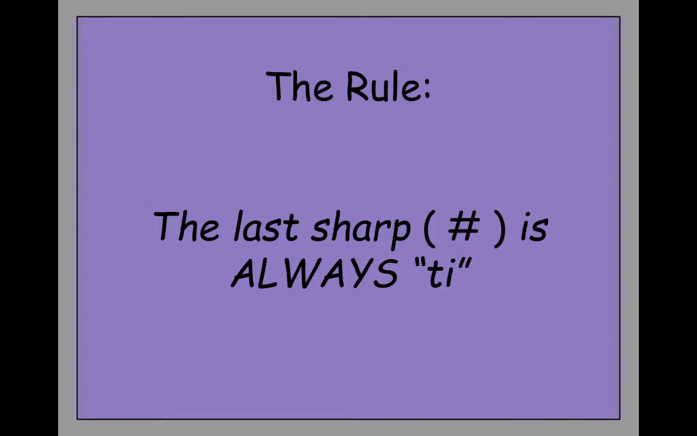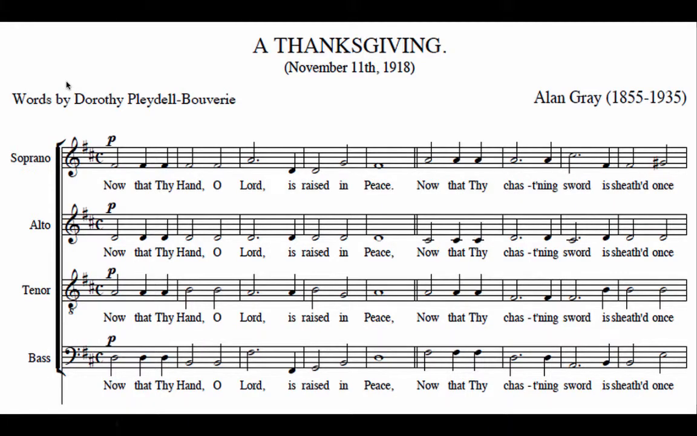In the next piece, A Thanksgiving, let's determine what do is, and then apply that information to determine what solfege syllable each of the four voice parts begins on: bass, tenor, alto, and soprano. Remember the rule. The last sharp is always ti. In A Thanksgiving, the last sharp is circled here in red. It is a C sharp.